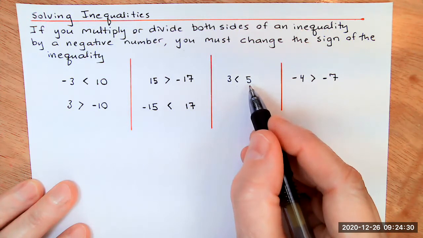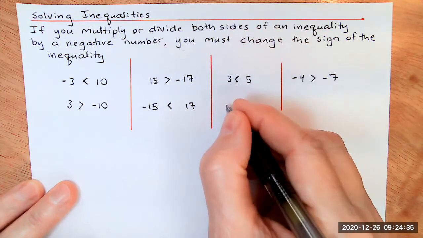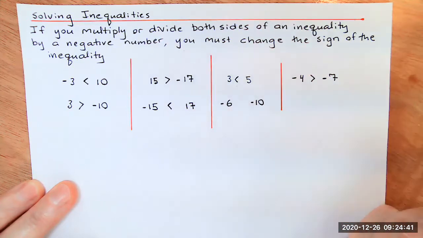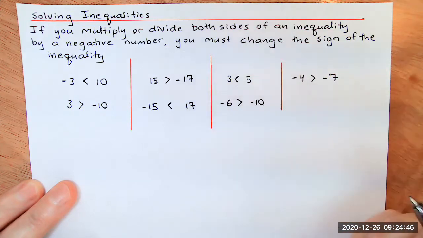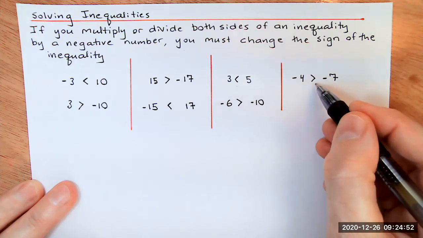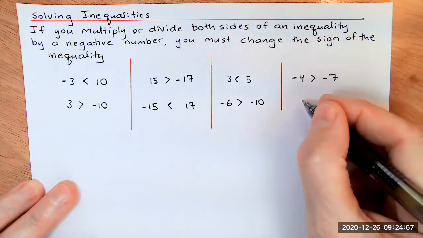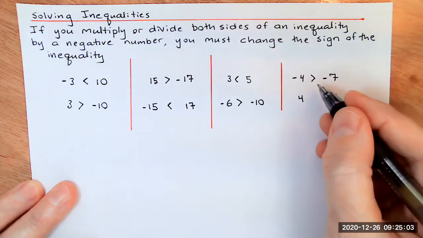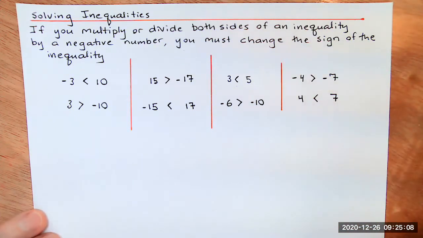3 is less than 5. If we multiply both sides by, let's try a different number, -2, we get -6 over here, -10 there, and you can see that -6 is greater than -10. -4 is greater than -7. If we multiply both sides by -1, we get 4 here and +7 here. And you can see that the sign of the inequality must change.